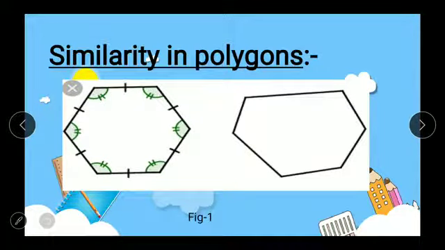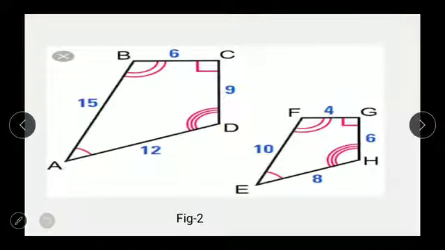One is a regular hexagon and the other one is not regular. Because the shape is not the same, they are not similar. Come to the next figure.